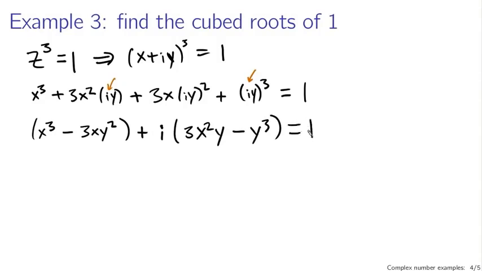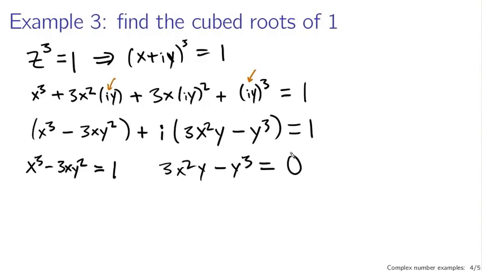And this is also going to have to equal 1. Now, in order for this complex number to equal this complex number, both the real parts and the imaginary parts have to be equal. So let's write those two separate equations. x cubed minus 3xy squared, the real part of the left-hand side, has to equal the real part of the right-hand side, 1. And the imaginary part of the left-hand side, 3x squared y minus y cubed, has to equal the imaginary part of the right-hand side, 0. So those are our two equations.